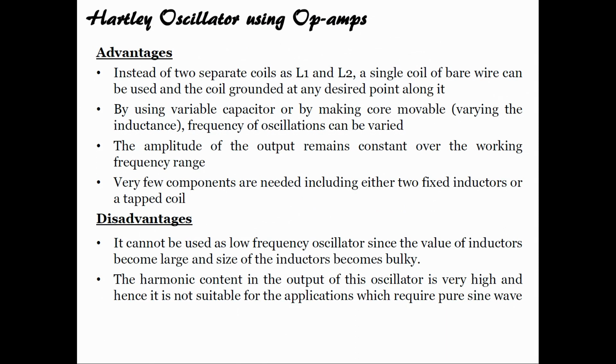So, what is the advantage of this oscillator? The advantage is that instead of 2 separate coils L1 and L2, a single coil of a bare wire can be used and the coil can be grounded at any desired point. Second, by using a variable capacitor or by making the core movable, the frequency of oscillations can be varied. Amplitude of the output remains constant over the frequency range, and finally, very few components are required, either 2 fixed inductors or a tapped coil.